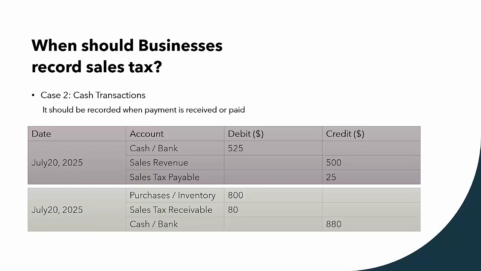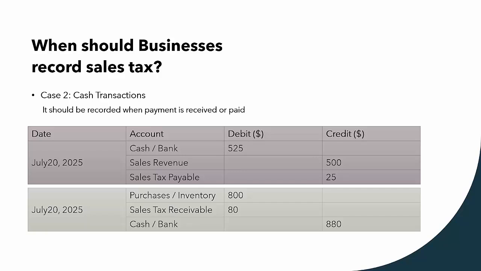The same applies if you are buying something in cash. If you pay a supplier $800 for materials plus a 10% tax of $80, you must record the tax as soon as you make the payment. Key point: for cash transactions, sales tax is recorded immediately when the payment is made or received.